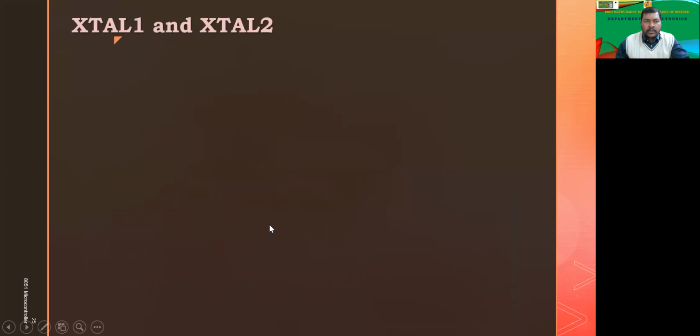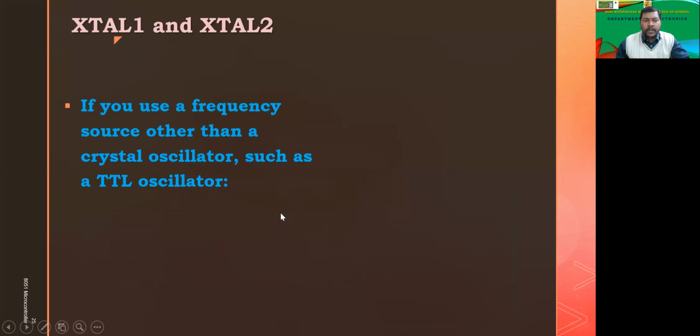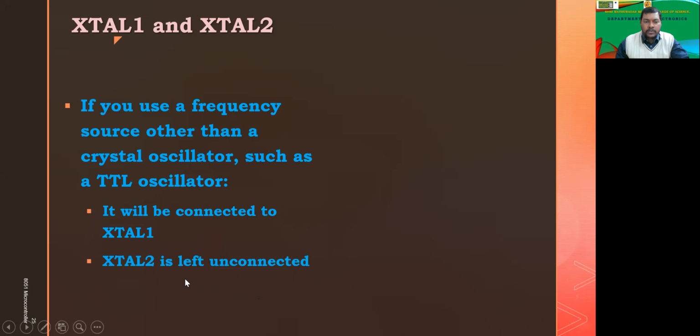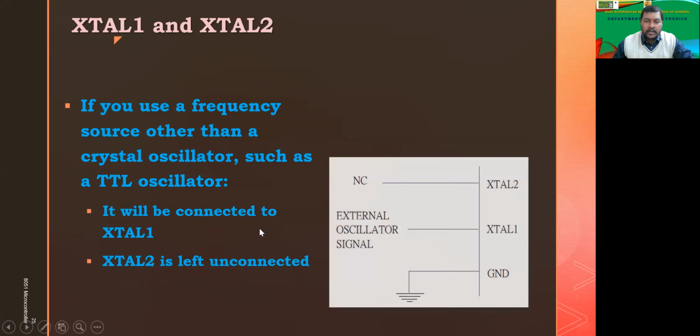Okay, and if you use a frequency source other than a crystal oscillator, such as a TTL oscillator, it will be connected to XTAL1 and XTAL2 is left. So only one can be connected and the other is left. So if you are using a single TTL oscillator circuit instead of a quartz crystal, we can use only one terminal, that is XTAL1, and the other is not connected, right? Like this.